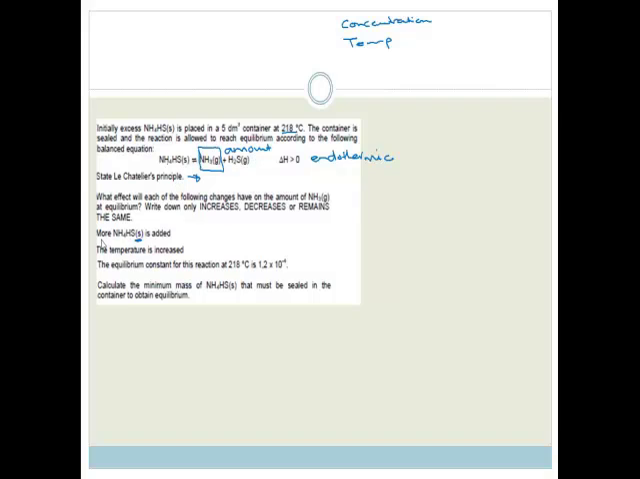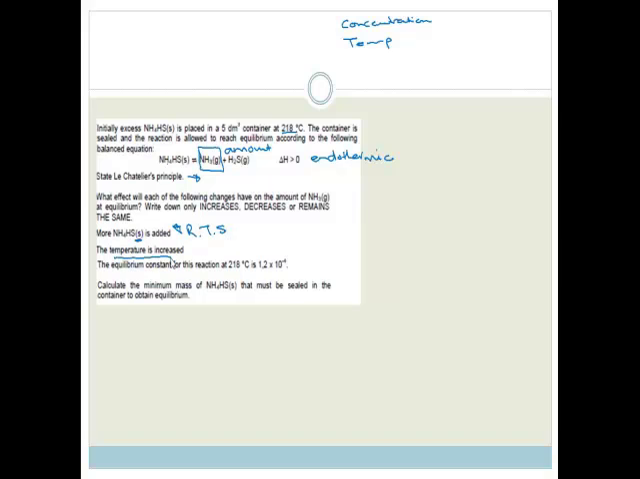So is the amount of NH4HS going to make a difference? No, because this is a solid, and it doesn't matter how much solid you place in front of this reaction, it's not going to give you any more ammonia. So that is going to be remains the same.